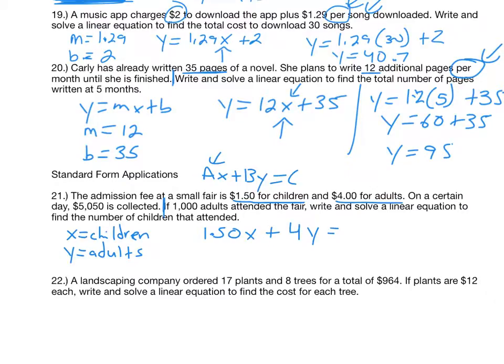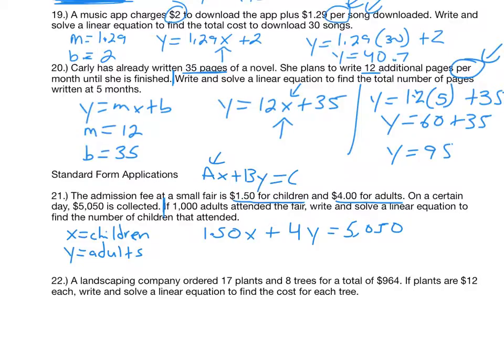And that equals, well, they've collected $5,050. Now, we don't know how much they charge for children. We don't know how much they charge. I'm sorry. We do know how much they charge for children. We don't know how many children came. We don't know how many adults came. But we do know that children are charged $1.50. We do know that adults are charged $4. And we do know that we made a total of $5,050. Now, let's read the rest of the problem.